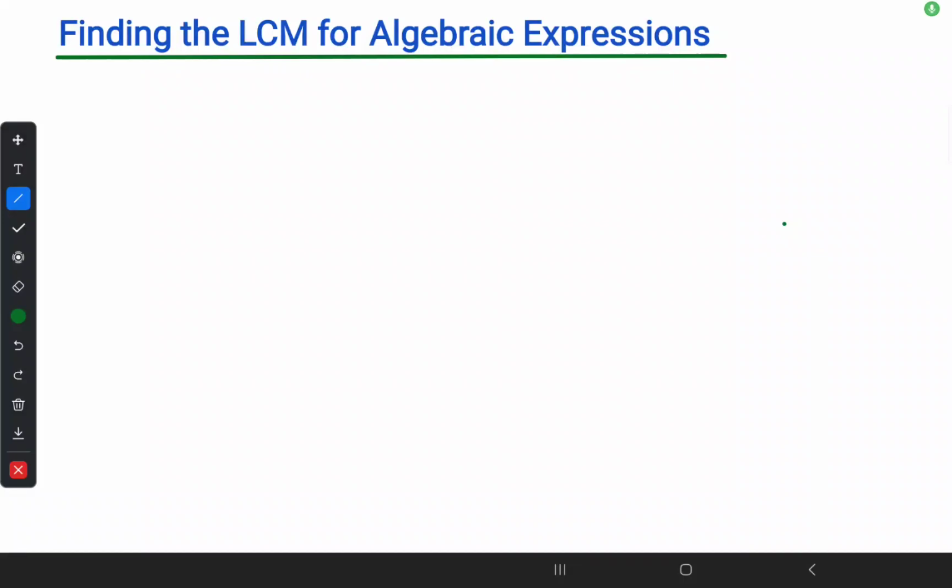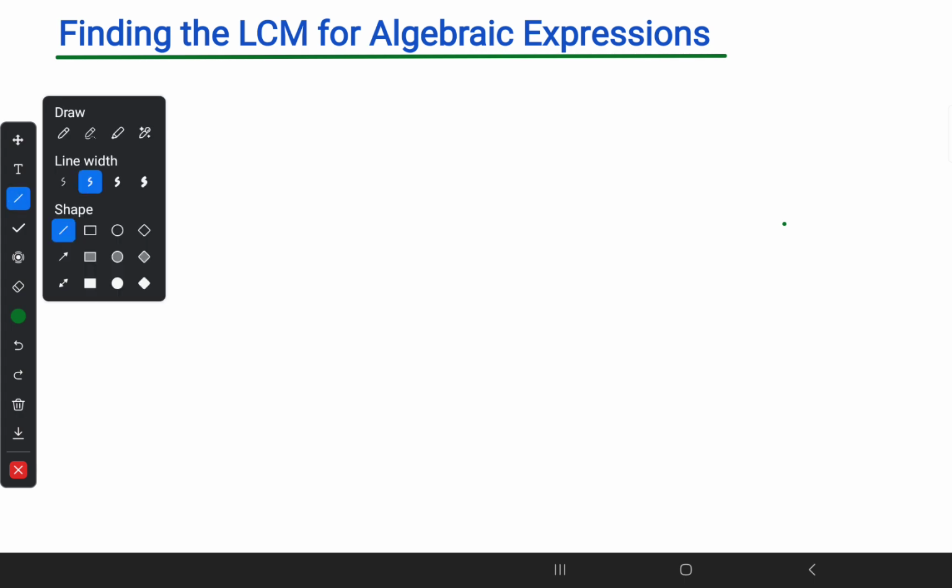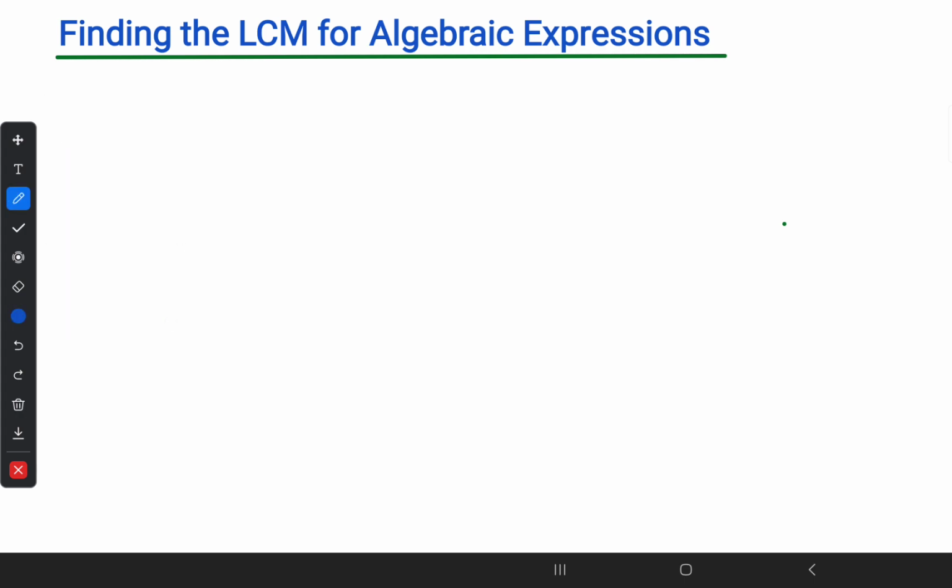Now, how to find the LCM for algebraic expressions, you have to recall something from your previous grade. That is the factorization of binomial or quadratic equation or quadratic function. So if I give you x square plus 5x plus 6, how can we factorize this?